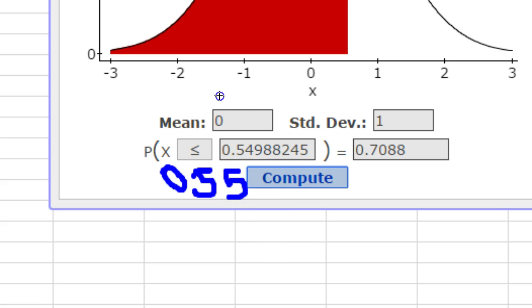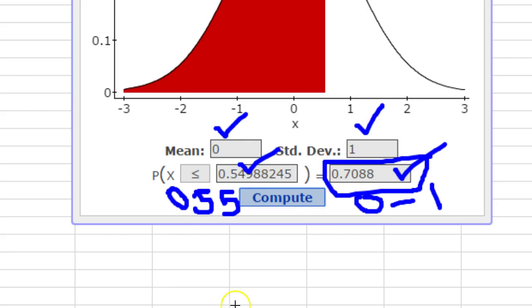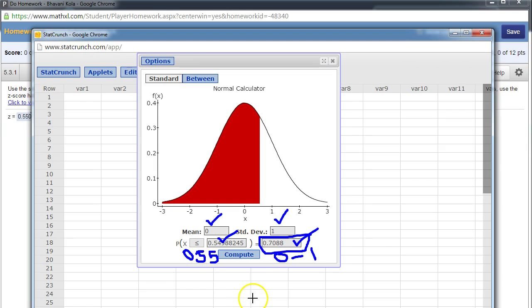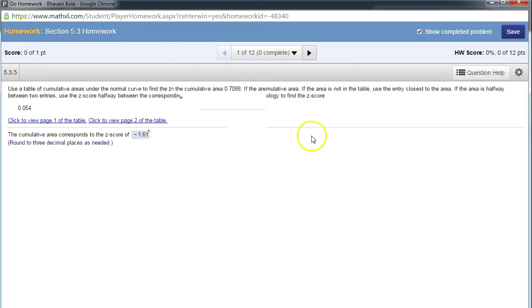Okay, so your mean is always going to be 0, your standard deviation is going to be 1. Remember, this box is for the areas, probabilities, and percentiles. And the value of this box is always from 0 to 1. So you plug in your area here and your z-score value pops up right here. All right, now moving on to the next problem. I'm just going to close this and move on to the next problem.